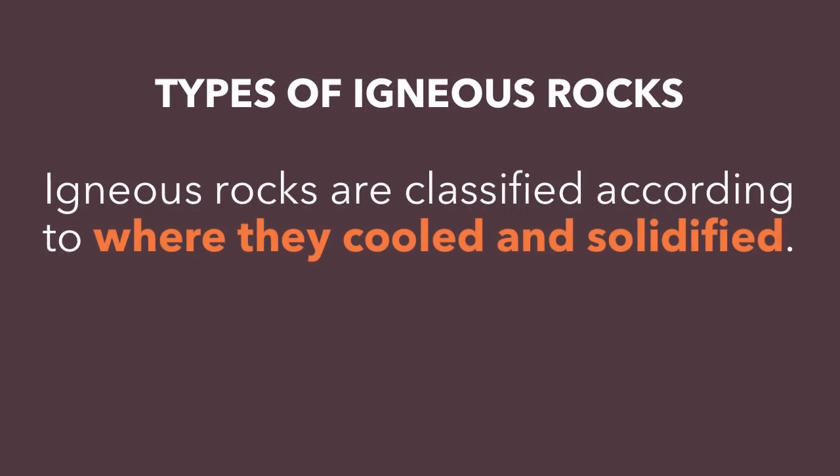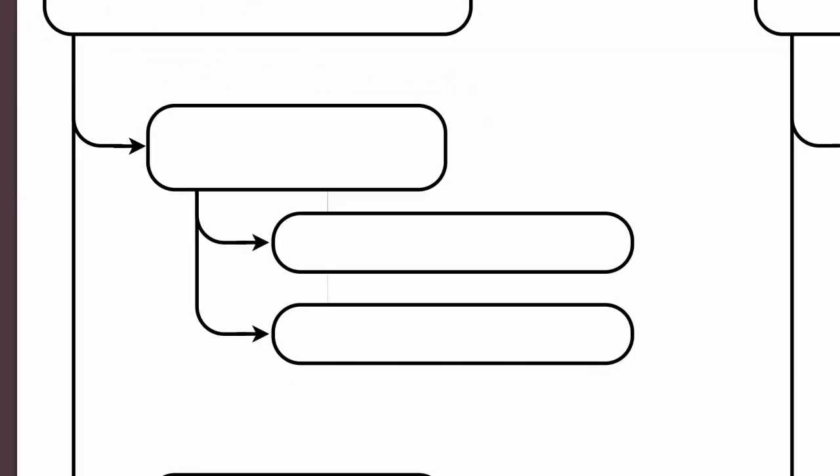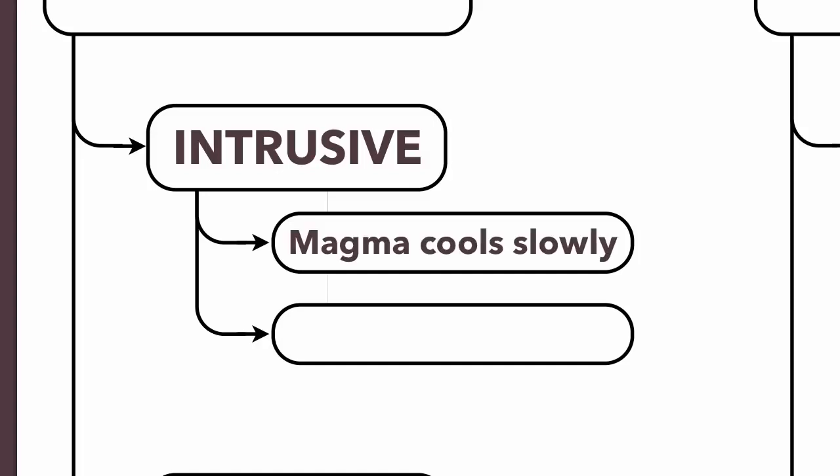Igneous rocks are classified according to where exactly they did their cooling and solidifying. And so we have two types. And let's start with the first type. The first type of igneous rock is called an intrusive igneous rock. That means it formed inside the earth from magma. Now, as you can imagine, it's pretty hot inside the earth, and so that magma is going to cool very slowly. So magma cools slowly.